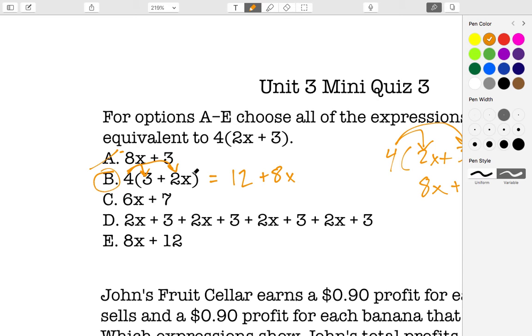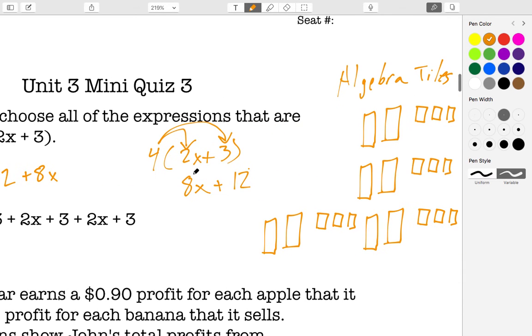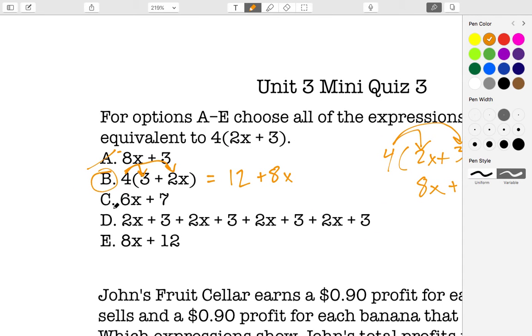What about C? 6x plus 7. Can I count 6x only and then only 7? No. So is it equivalent? No. What about D?